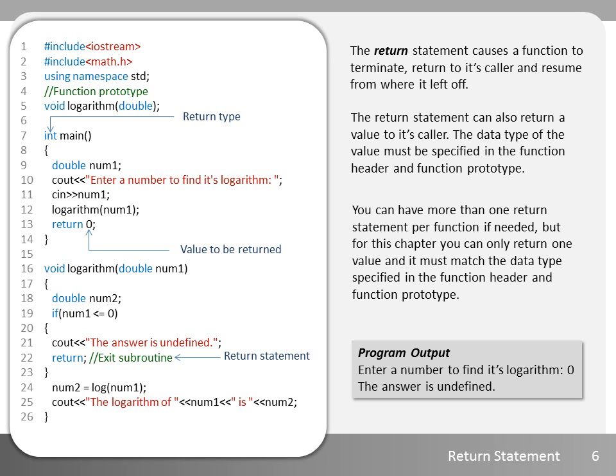And because there is no value following the return statement, it means that no value is returned. So the return type of function logarithm has to be void. Void being the data type of the value that is being returned, signifying that there is no value.